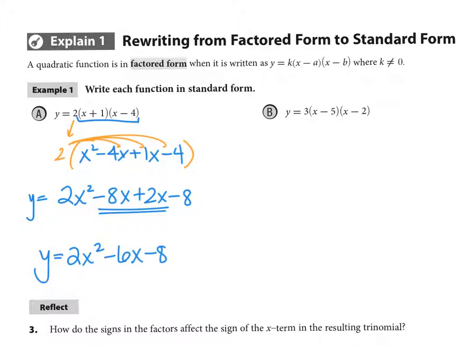If you want to try B on your own, you can. I'm not going to show the work for that one, but I will give you the answer. So if you want to pause and try that one on your own, you're welcome to. And once you work that out, you should get a final answer of y equals 3x squared minus 21x plus 30.